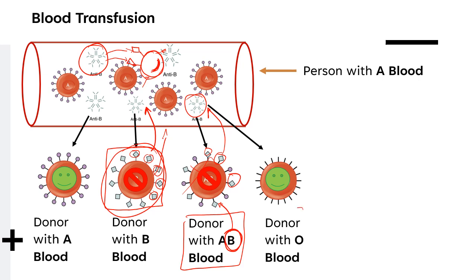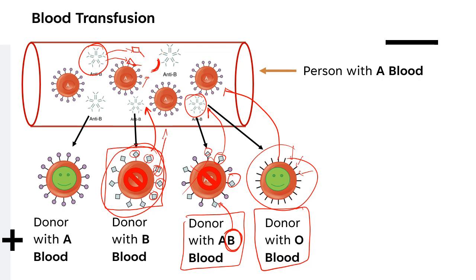Look at the patient with O blood. You should know that O blood does not have any antigens on the surface. So if you put those red blood cells inside the patient's blood, the antibodies that the patient has will not react against the red blood cells because there's nothing to react with. So in this case, you can donate O or A to this person.